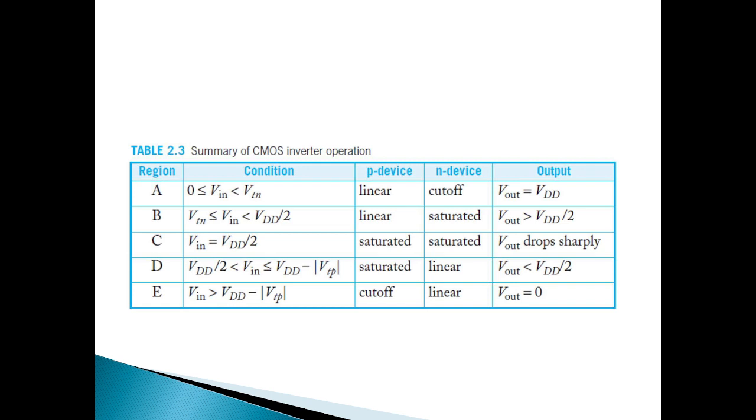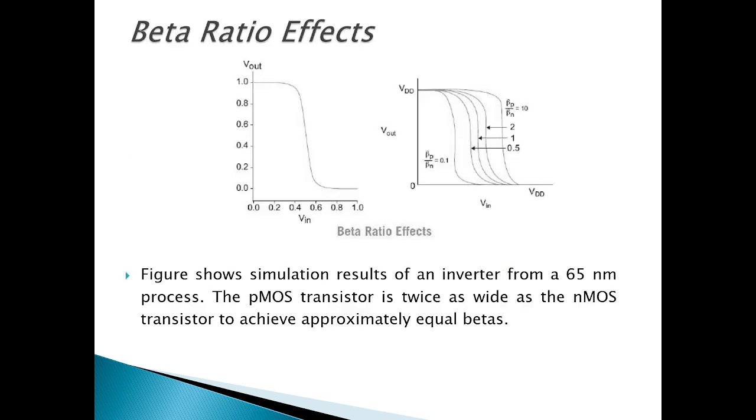In region D, the input voltage is between VDD by 2 and VDD minus threshold. So here the P device will still be in saturation, but the N device slowly enters into the linear region. So it brings the output still to a lower value. And in region E, the input voltage is greater than the VDD minus threshold voltage. So automatically now the P device also enters into the cutoff region. From saturation, it enters into cutoff, and the N device maintains in the linear region. So it brings the output to a low value, 0 value.